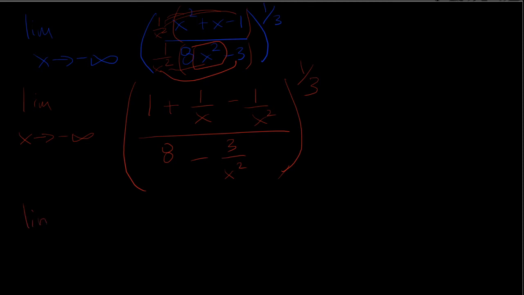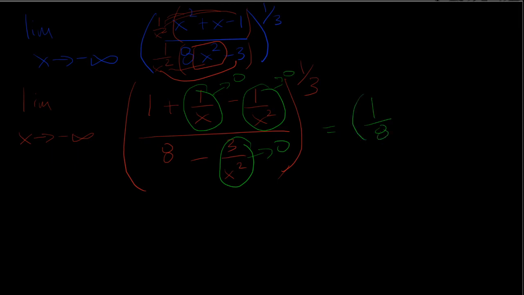We have the limit. Actually, before we do the limit, let's look at the pieces. 1 over x squared and 3 over x squared will all go to 0. So that will leave us with the cube root of 1 over 8, and that will just be 1/2. So my limit is just 1/2.